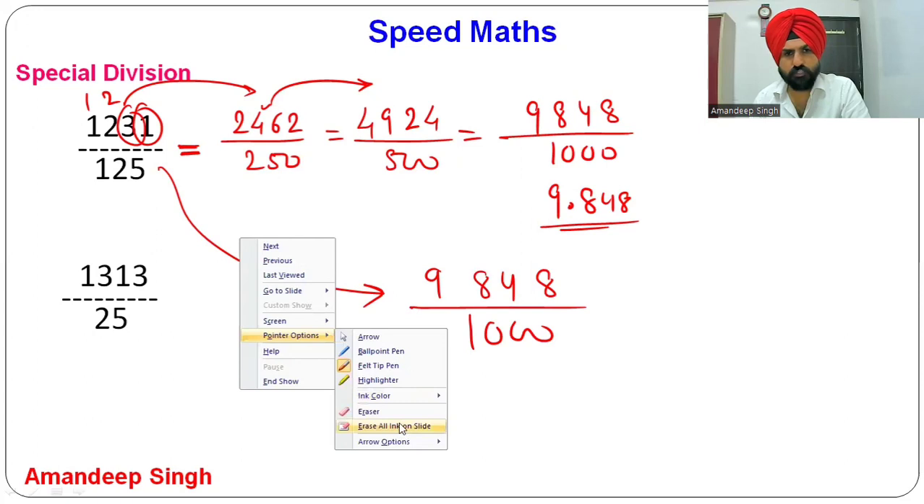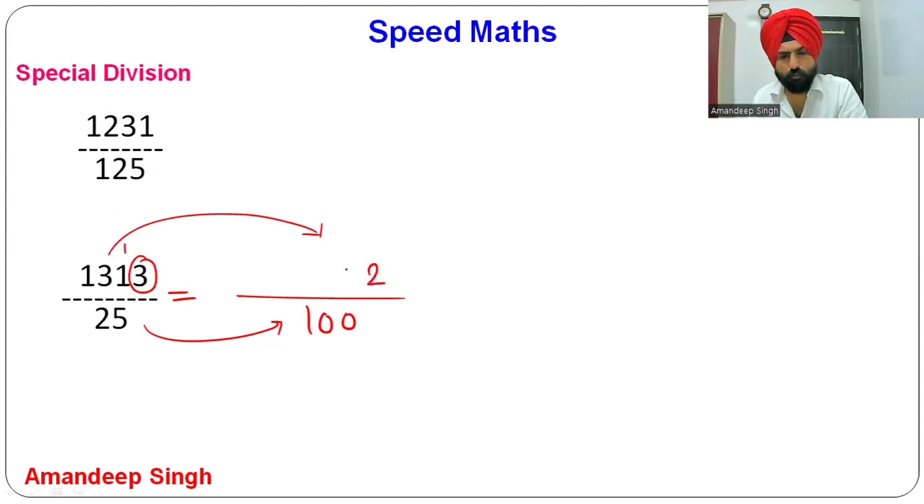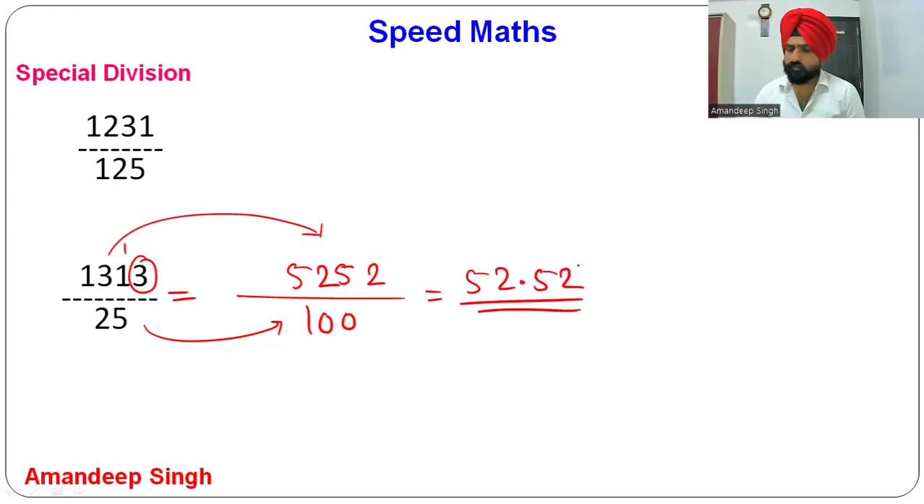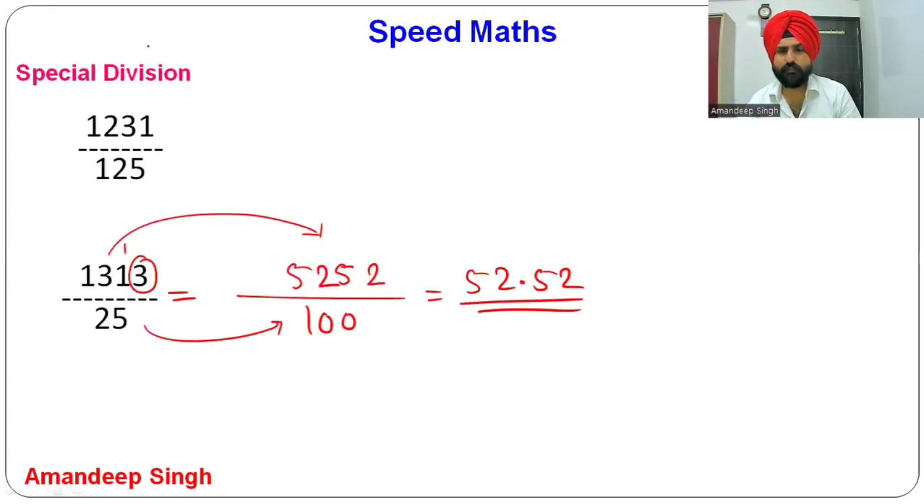Let's start with the last one. I'm removing all this calculation. So 1313 divided by 25. 25 can become 100 if you multiply by 4. So if you multiply by 4 in numerator and denominator, you will get your answer. 4 threes are 12, carry over 1. 4 ones are 4 plus 1, it's 5. And again, the same thing. So 5252 divided by 100. So the answer has to be 52.52. So this is the method: how you will find the division of a number by 5, 25 and 125, right?